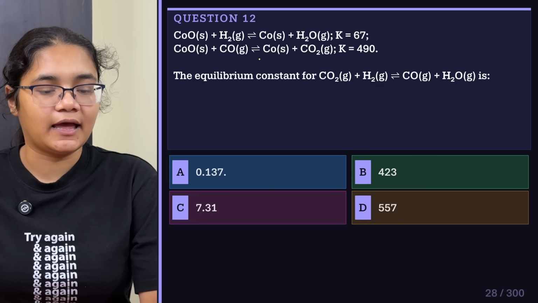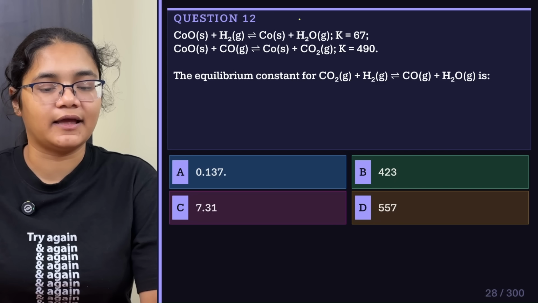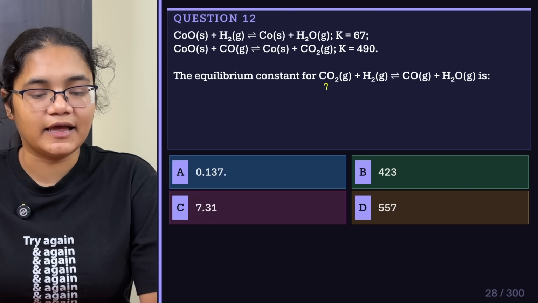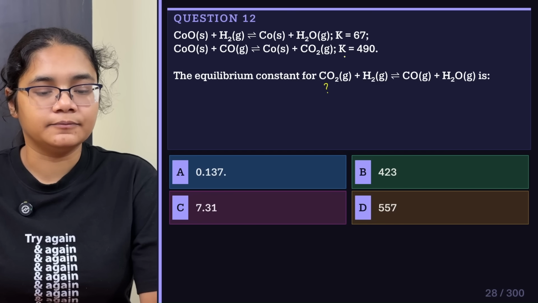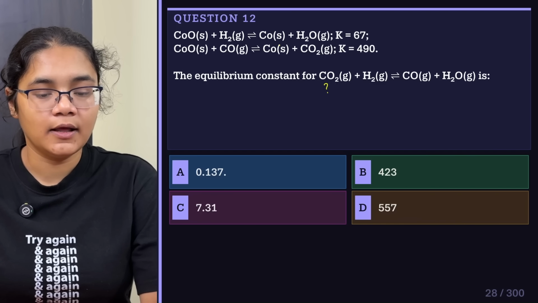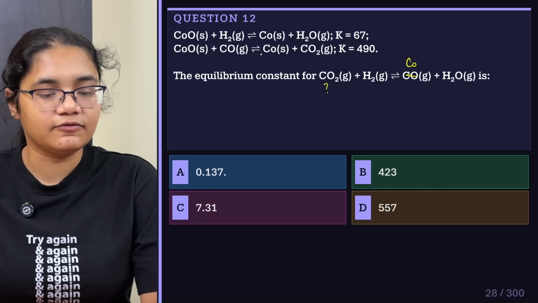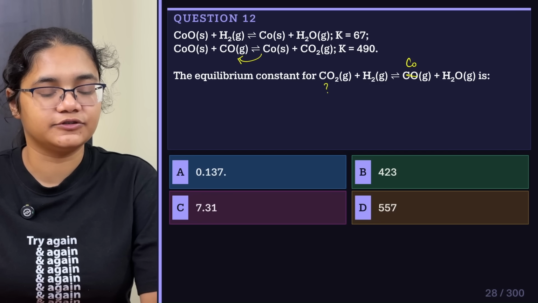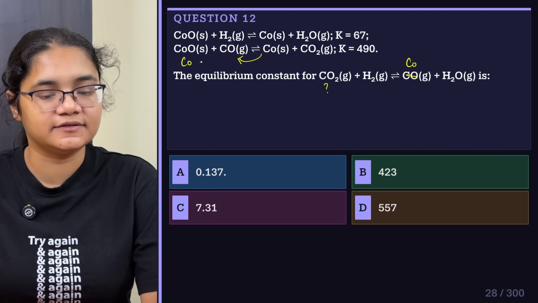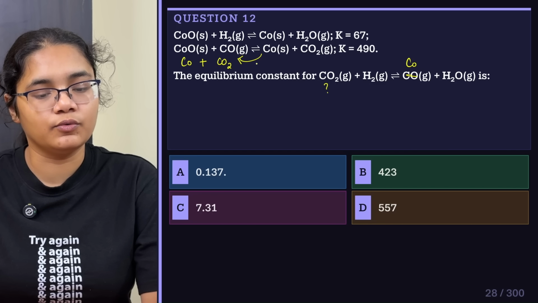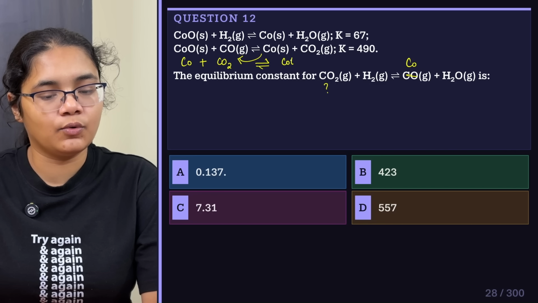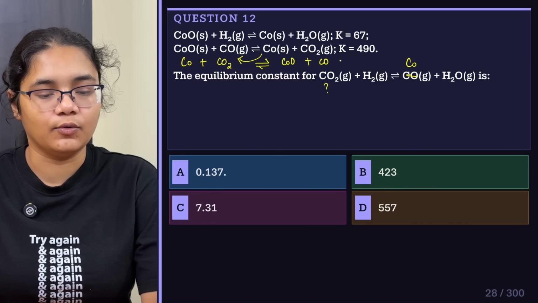Next question, we have the equilibrium constant for the given reaction. Now you can see how this reaction is actually obtained. So this is actually CO, like cobalt. Okay, now if I reverse this reaction and add it to the first reaction, I'll have CO plus CO2 gives me COO plus CO, right?